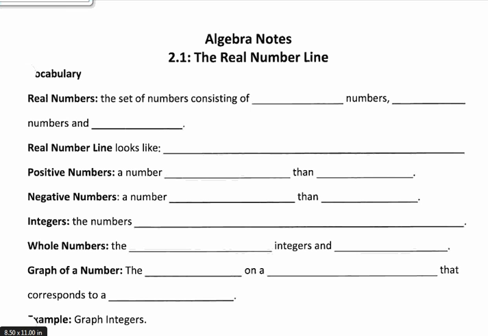This is chapter 2.1, the real number line. So we're going to begin chapter 2, part 1, by looking at some vocabulary words. Our first vocabulary word here is real numbers. Real numbers are the set of numbers consisting of positive numbers, negative numbers, and zero. So these could be whole numbers, decimals, fractions, kind of all positive numbers, negative numbers, and zero.